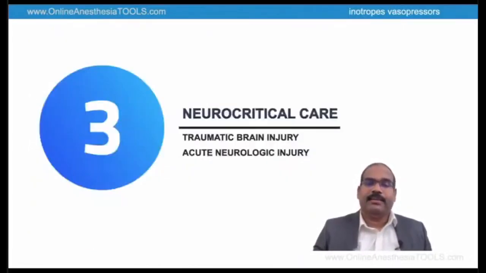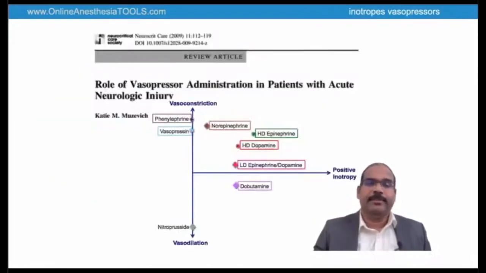Neurocritical care scenarios are very common as we deal with traumatic brain injury and acute neurological injury. The role of vasopressors has been extensively discussed in the literature. What we actually need in traumatic brain injury is to maintain the cerebral perfusion pressure, and we need to choose an agent in this particular zone highlighted here so that we get increased SVR or increased perfusion to the target organ, which is the cerebrum, so that we can save the perilesional areas from the secondary insult.